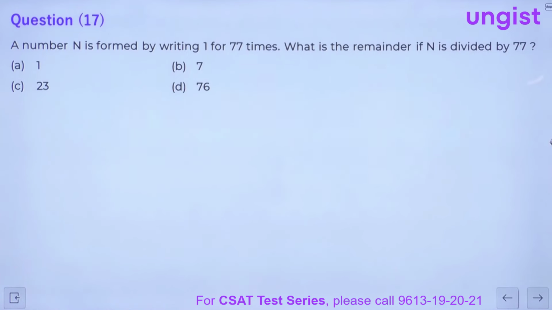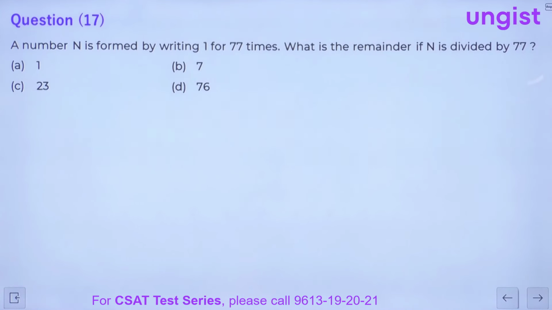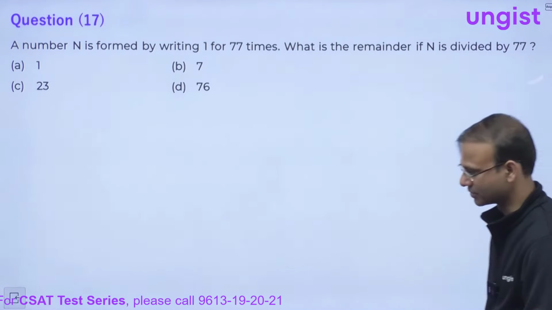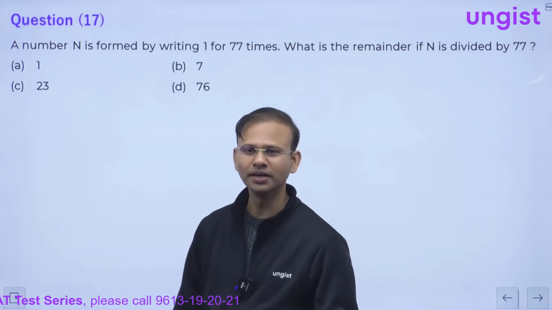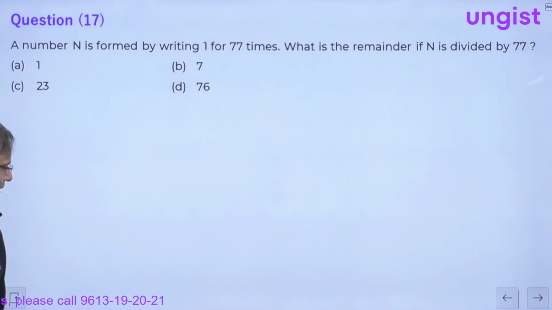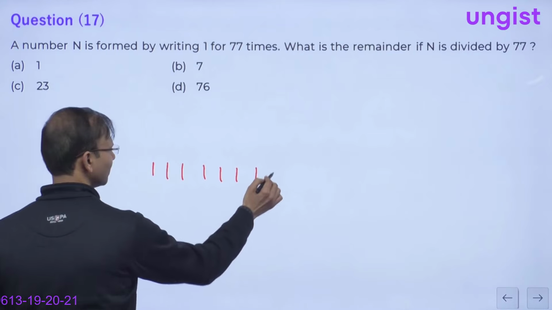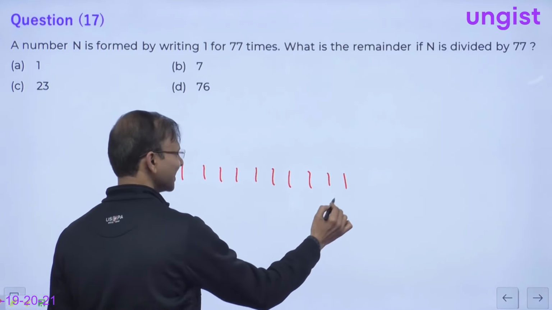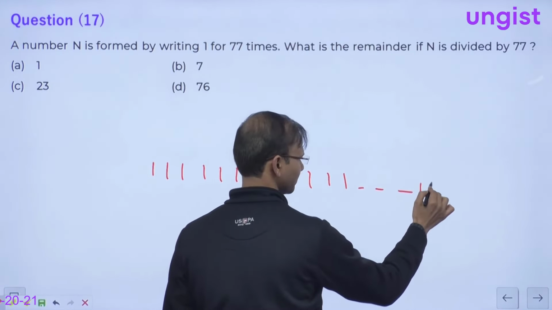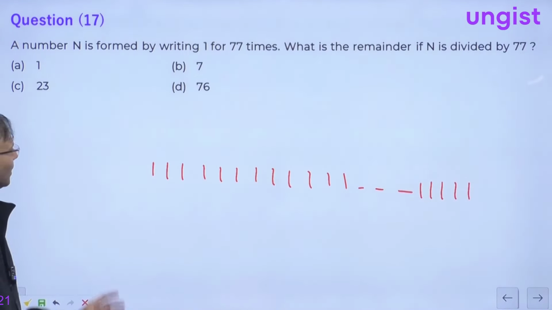What is the question? A number n is found by writing 1 for 77 times. What is the remainder when n is divided by 77? What should be the approach, guys? Triplets, it is fine, good. Very good. I'm really impressed with this approach. See guys, 1111111111111 is written 77 times, right? Clear?